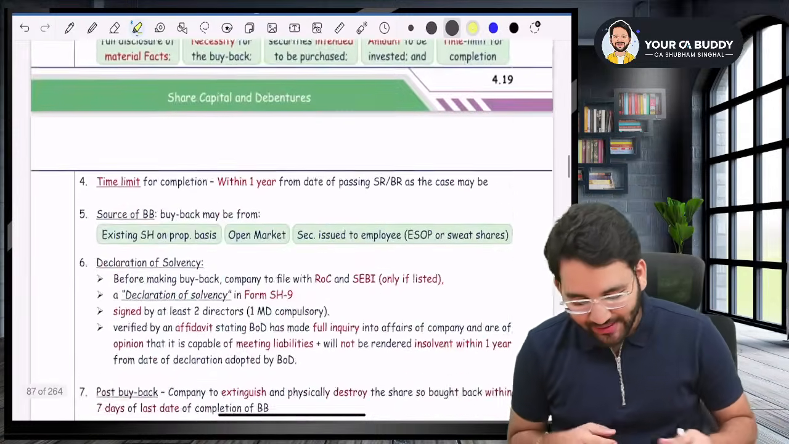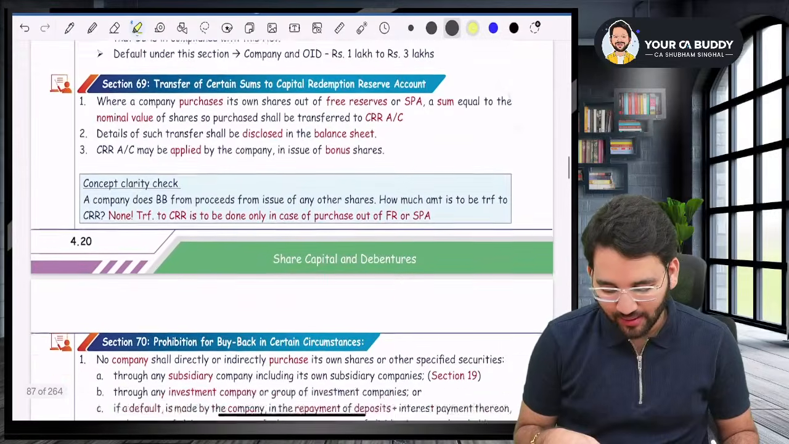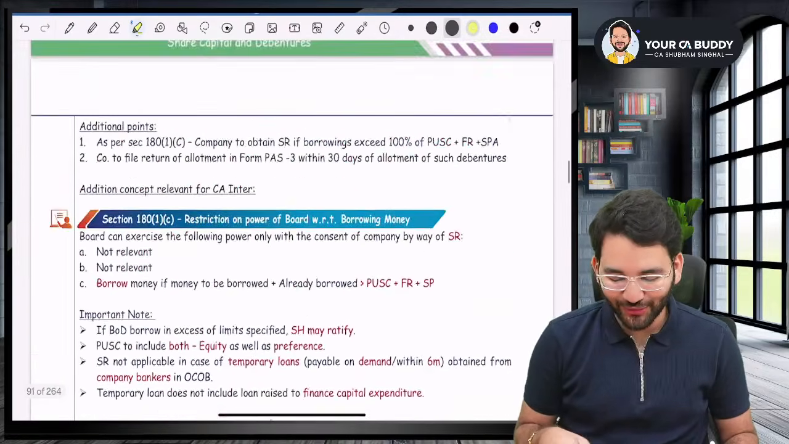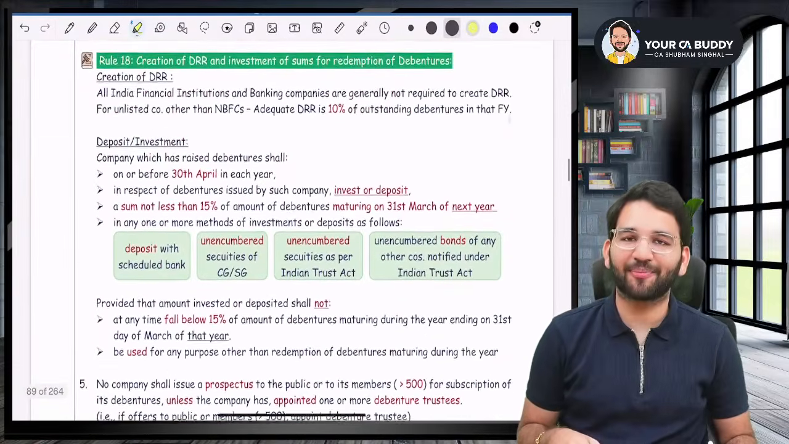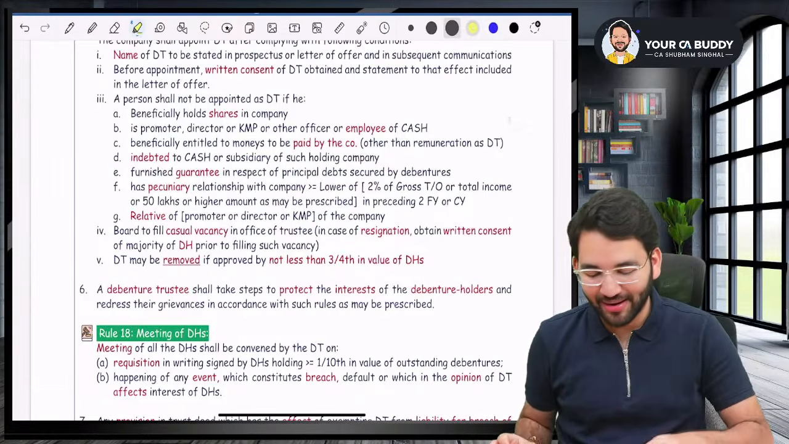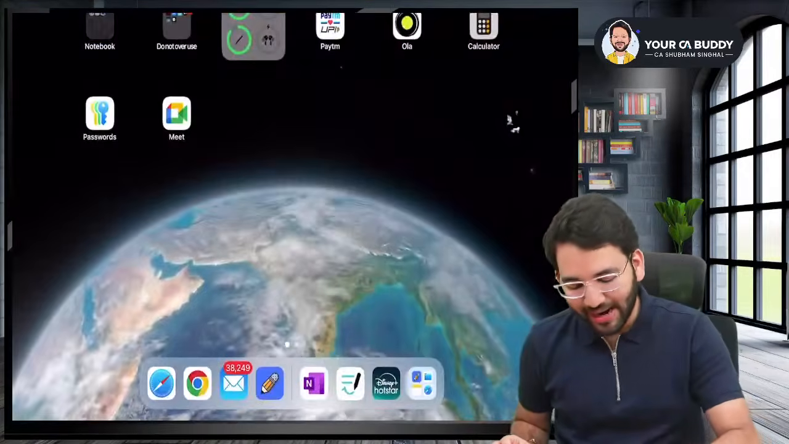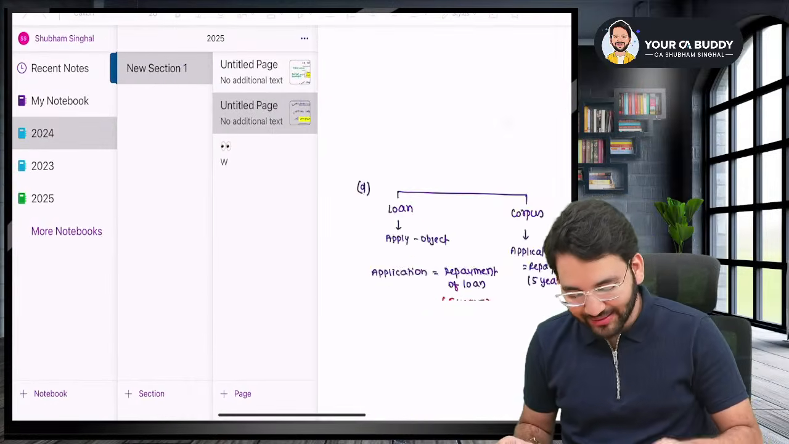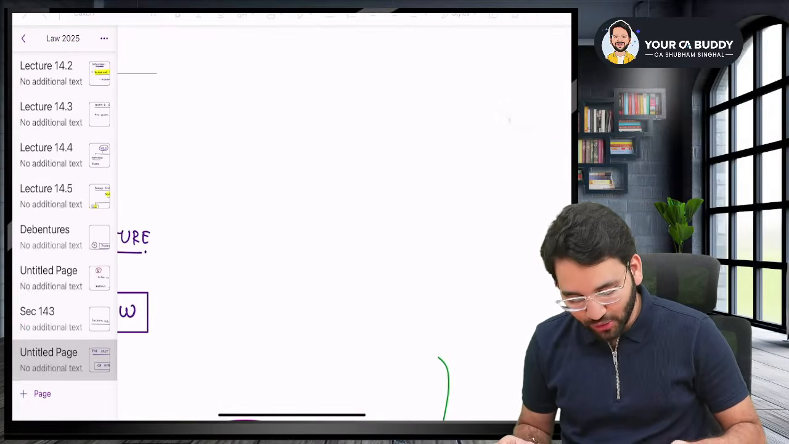Sir, section number 68 is done. 69 is done. 70 is done. And we come to the last section of this whole chapter, after which your chapter will be done. Sir, what is the last section of this chapter? I'll make you understand this last section from the charts that we have made. Listen to me very carefully, sir.